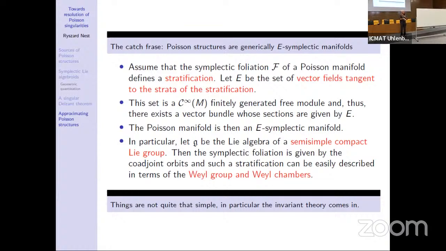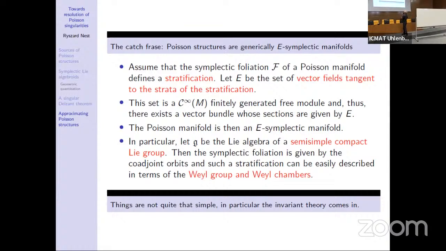So the catchphrase, something that we started to work on and talk about, is really that generically we want to think of Poisson structures as kind of induced by symplectic structures. Of course, there are obvious restrictions, right? Restriction number one has to be semi-algebraic singularities, right? If I have a singularity like e to the minus 1 over x squared, you can't do anything about it. But in all these examples that I ever ran into, they are semi-algebraic, so that's not a problem.